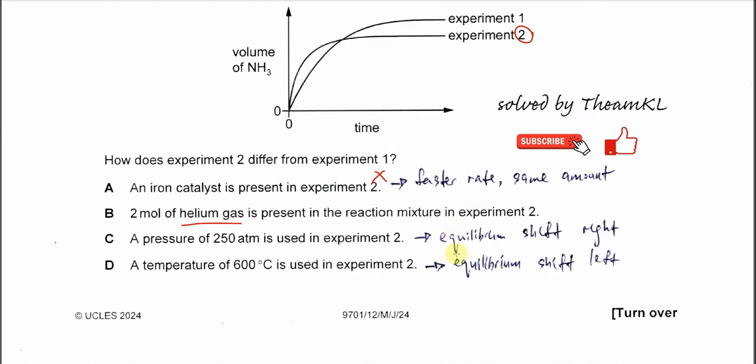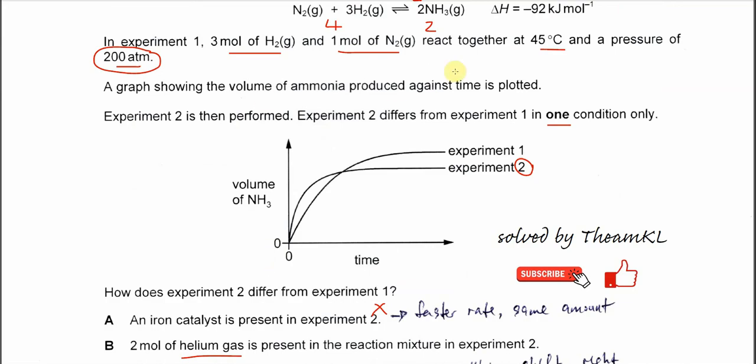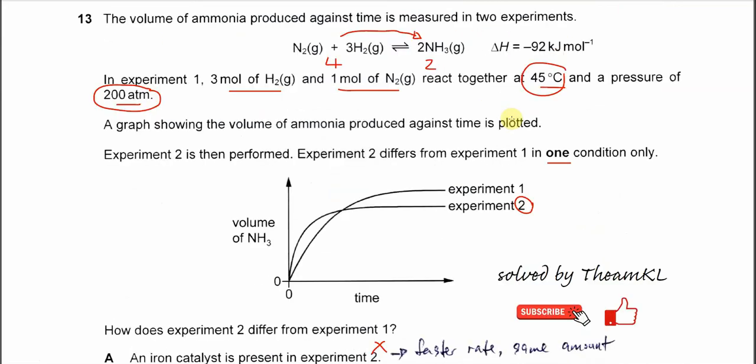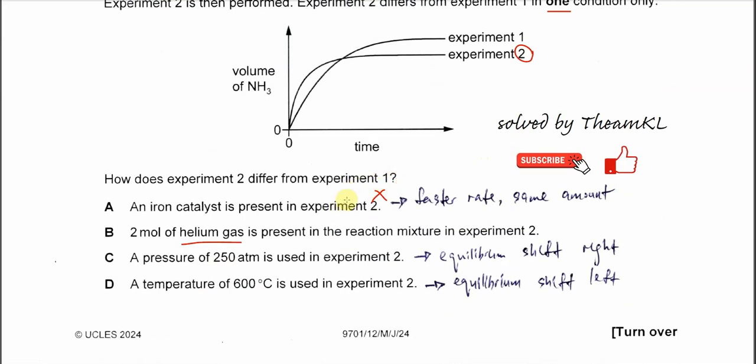So the best answer, and the only answer, of course, is D. Temperature of 600, which is higher than experiment 1. Experiment 1 is just 45 degrees C. So 600 degrees C is a higher temperature. It will increase the rate. That's why we see that experiment 2 happens faster than experiment 1, because the temperature is higher. It's actually steeper.